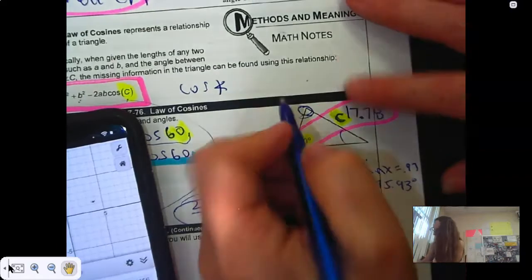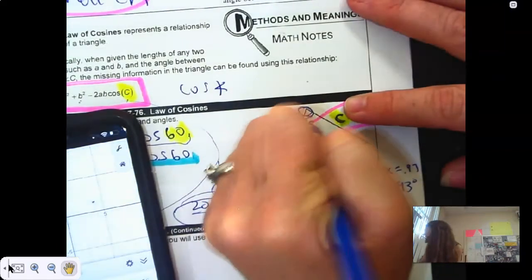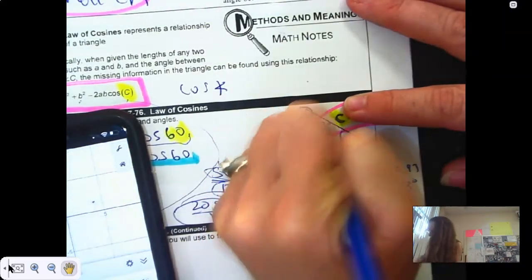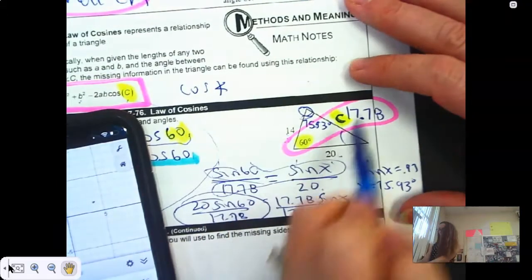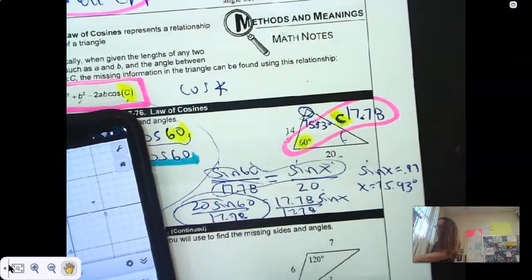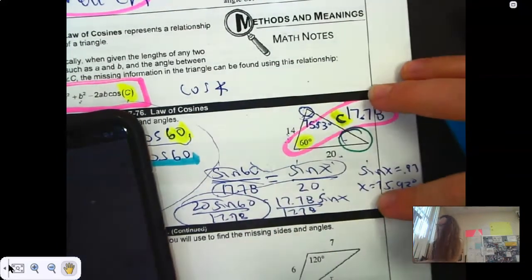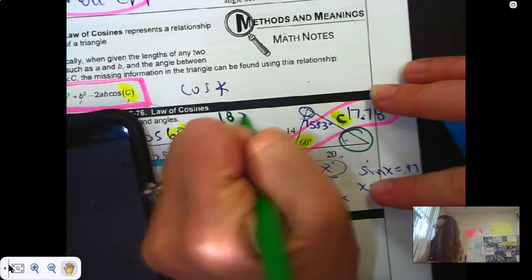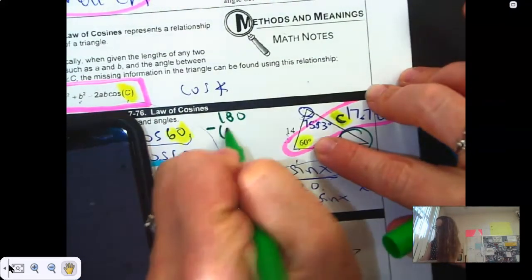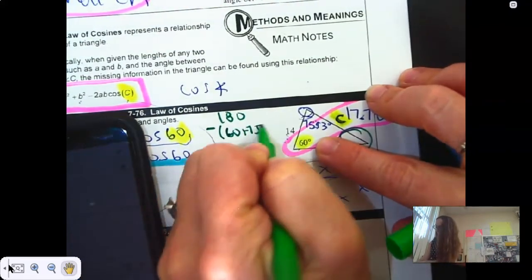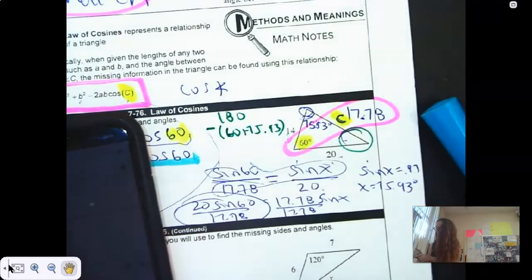Okay, now I know it's messy, I'm sorry. This is 75.93 degrees. Am I done? Side, side, side, angle, angle. How do I get that last angle? If I want to get this last angle, I go 180 minus 60 plus 75.93.